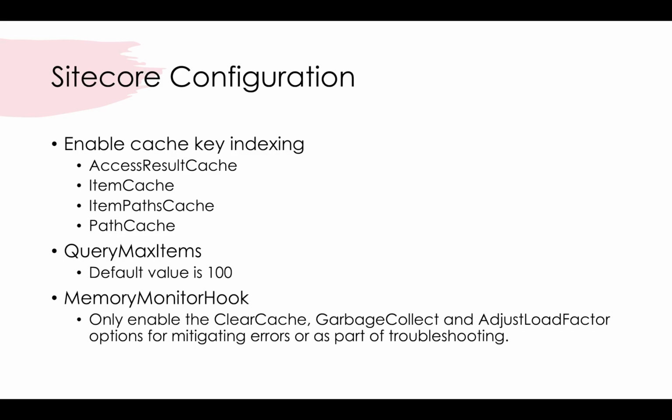Query max items is one of the other ones. Default value is 100. Some clients that I've been seeing and reviewing have this value set as high as 5,000, and that's too high. This can cause serious performance issues depending how items are accessed, and also it can cause performance issues in the content editor as well, not only in the code itself as you access those items.